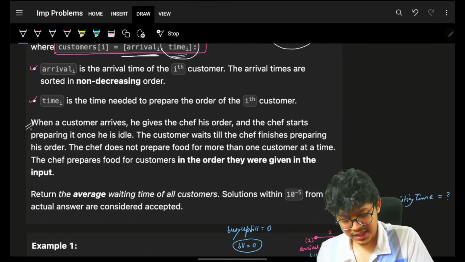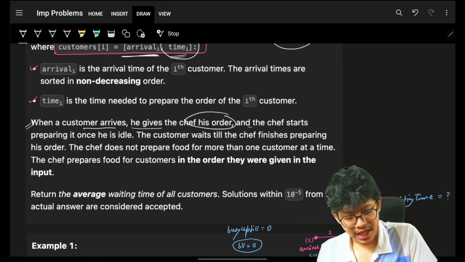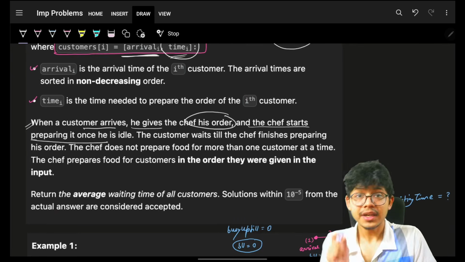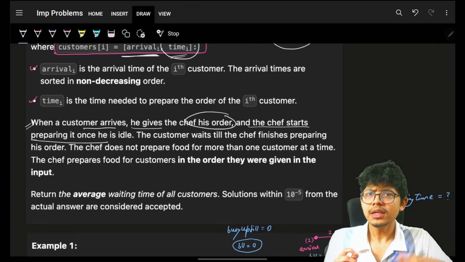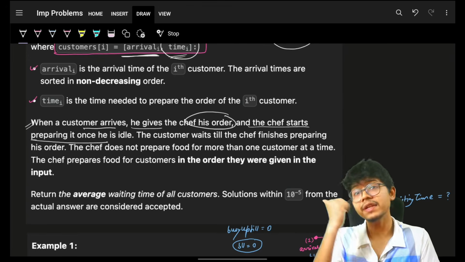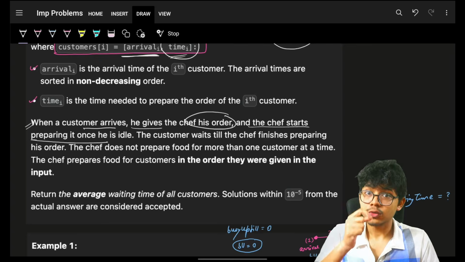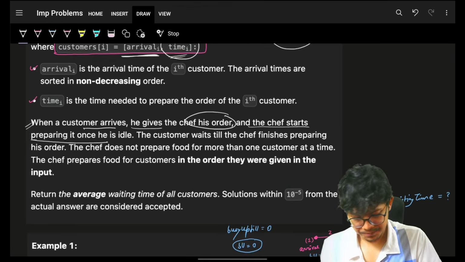Now they are saying the condition is when a customer arrives, he gives the chef his order and the chef starts preparing it once the chef is idle. So I can have multiple customers coming in, but it might happen that the chef is busy preparing an order of a previous customer. So the chef can only start preparing an order of a current customer when he gets free.